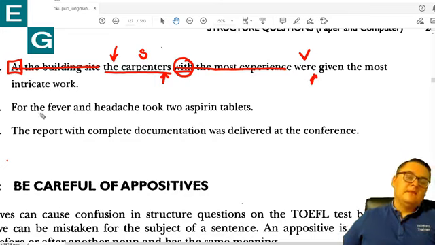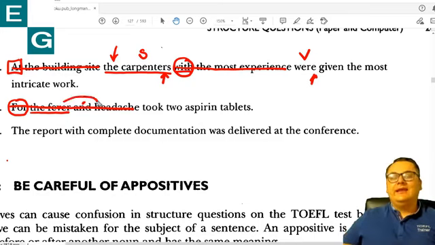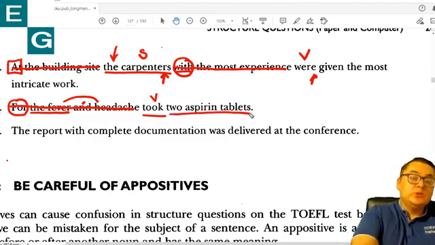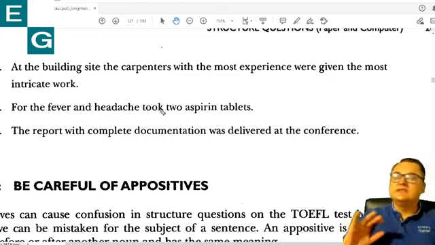Then it says, for the fever, for is a preposition. So the fever is not the subject of my sentence. Fever and headache. Okay, this is "and", so it is linking the two words, fever and headache. Then it says took. Took is the verb. The question is, who took the two aspirin tablets? Who? It says for the fever and headache, took two aspirin. We don't know who did that. This sentence is not correct.